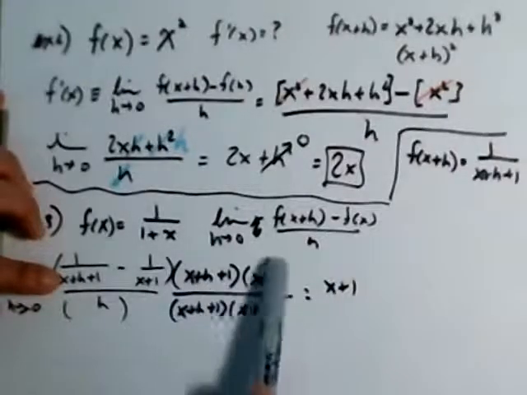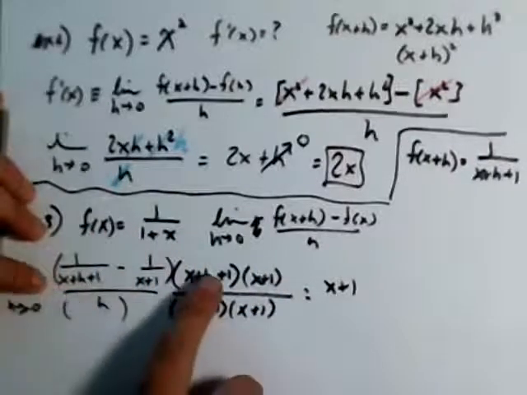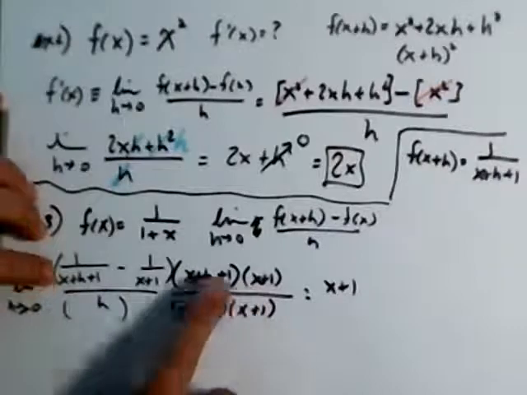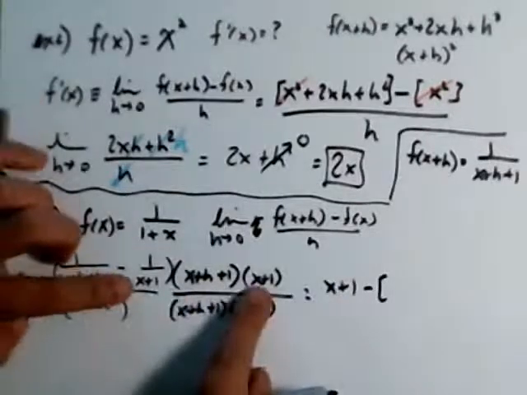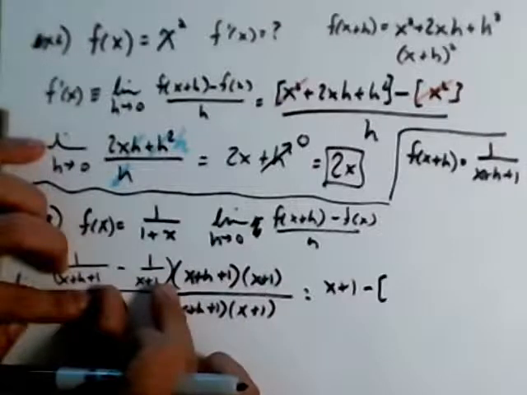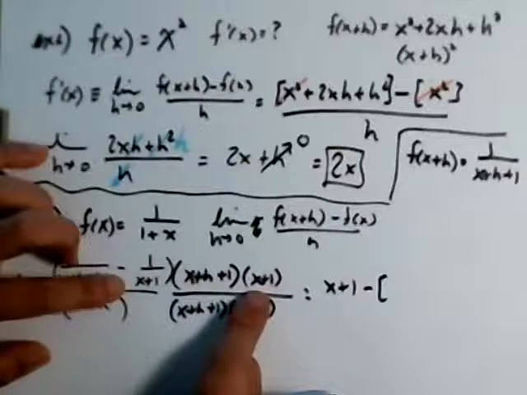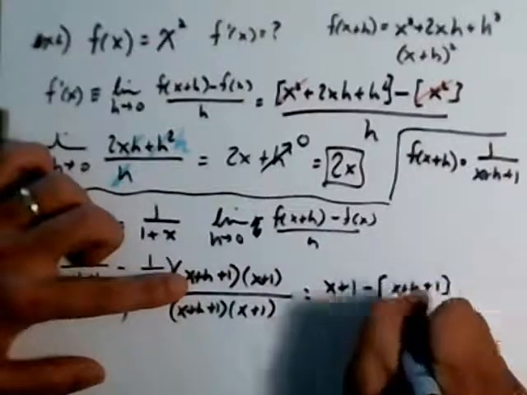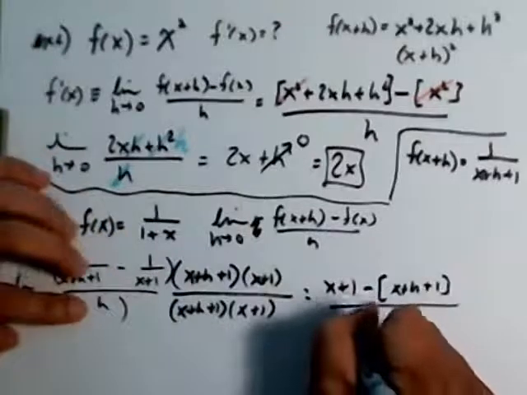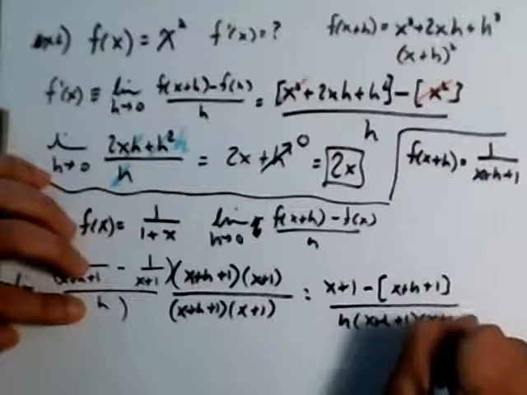Again, I'm going to reiterate this. If I take this factor and distribute it, the x plus h plus 1s will cancel because this is in the numerator and this is in the denominator. You're going to end up with just x plus 1, minus, now, the quantity. When we multiply this factor to this term right here, we end up canceling the x plus 1s. So you're going to end up with minus x plus h plus 1, all over, and like I said before, I'm always going to keep it factored, h times x plus h plus 1 times x plus 1.